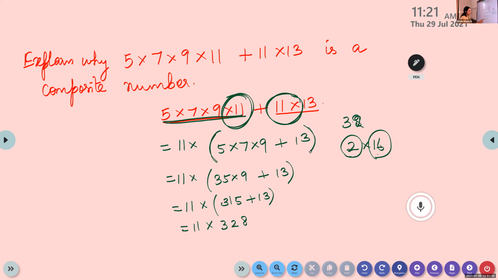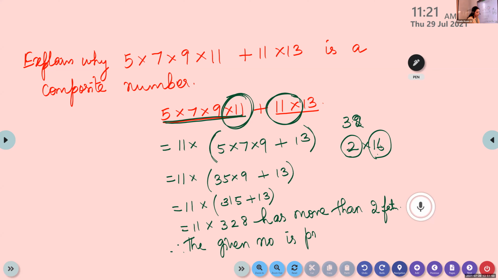So the given number has more than 2 factors. When a number has more than 2 factors, it will be composite. Therefore, the given number is composite. No need to multiply and make it as a single number. The only thing you have to say is it has more than 2 factors.